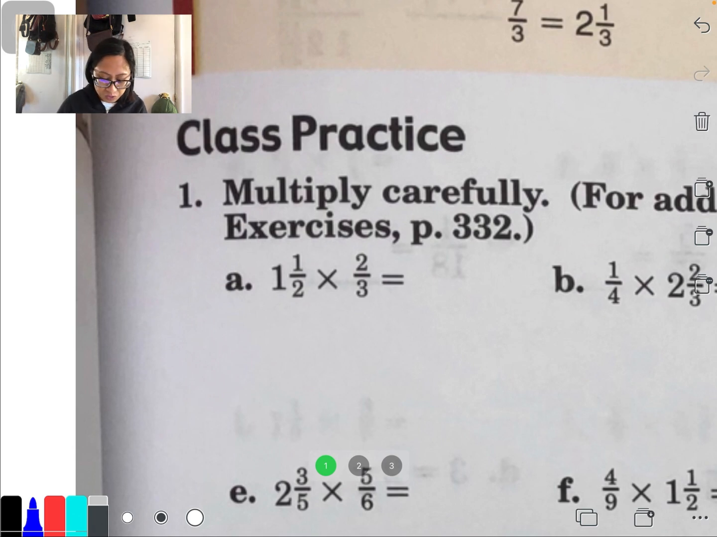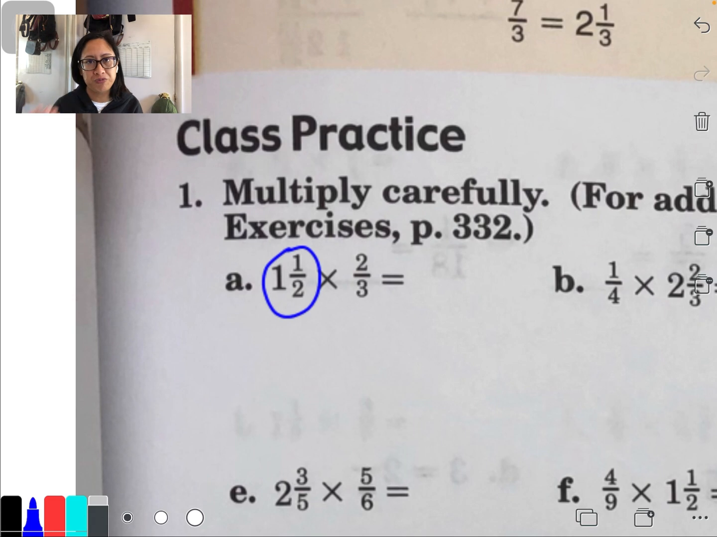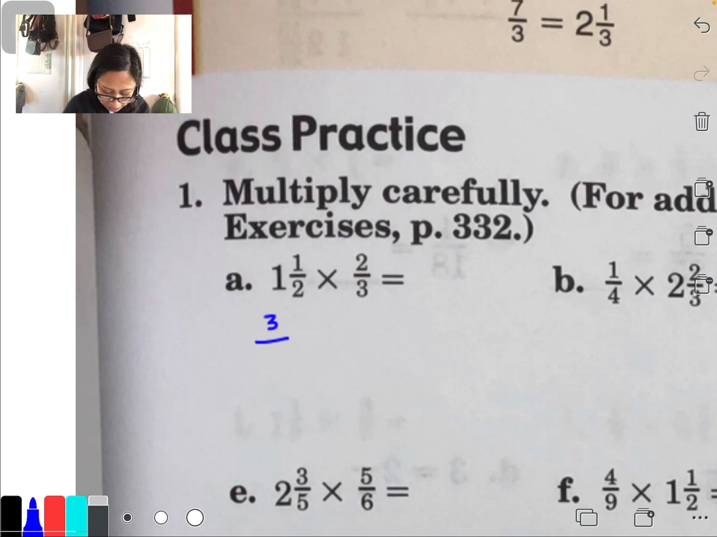Okay. So here, what I'm going to do is take this mixed number and turn it into an improper fraction. We've been practicing this a lot. Okay, so we're going to do 1 times 2. I'm doing this in my head. 1 times 2 is 2, plus 1, 2 plus 1 is 3. And I'm going to do 3 halves.